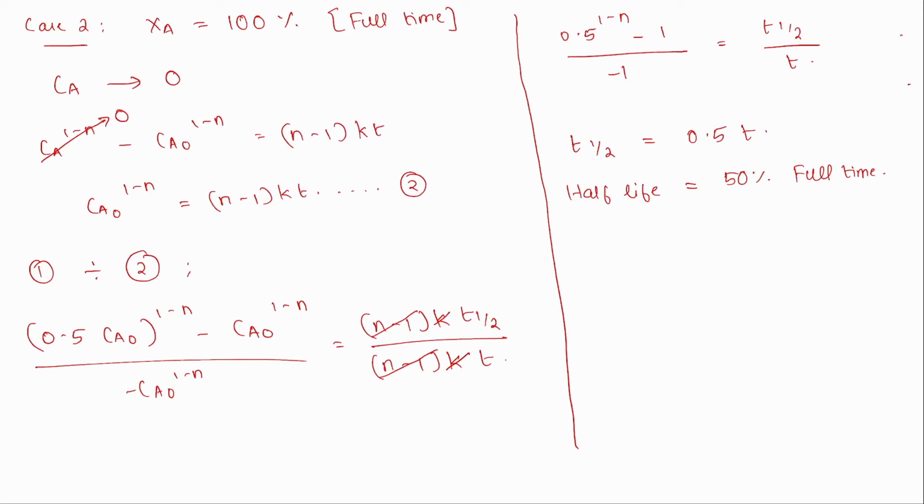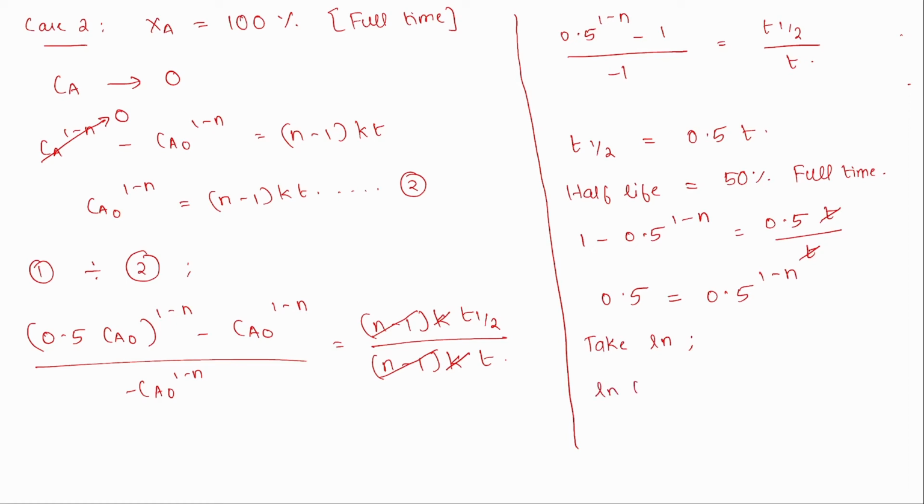So now all we have to do is substitute this T half, which is equal to 0.5 T, in the equation. So 1 minus 0.5 raised to 1 minus n is equal to 0.5 t by t, and the t and t will get cancelled, and you can take this 0.5 raised to 1 minus n to the other side and 0.5 to the left hand side, and it will basically become 0.5 is equal to 0.5 raised to 1 minus n. Now we can take logarithm or ln.